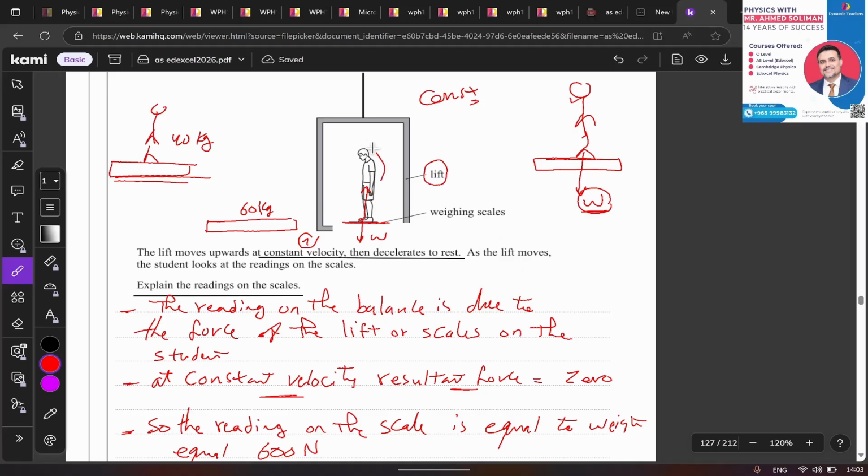What does it mean? It means the person is also moving with a constant speed, right? Now, what are the forces that affect this person? Weight downward, and the lift upward. What is the reading of the scale? 600. The force from the lift upward. So as he is moving with a constant velocity, the downward force, weight, equals the upward force, which is the force from the lift on the person, which is the reading of the scale.